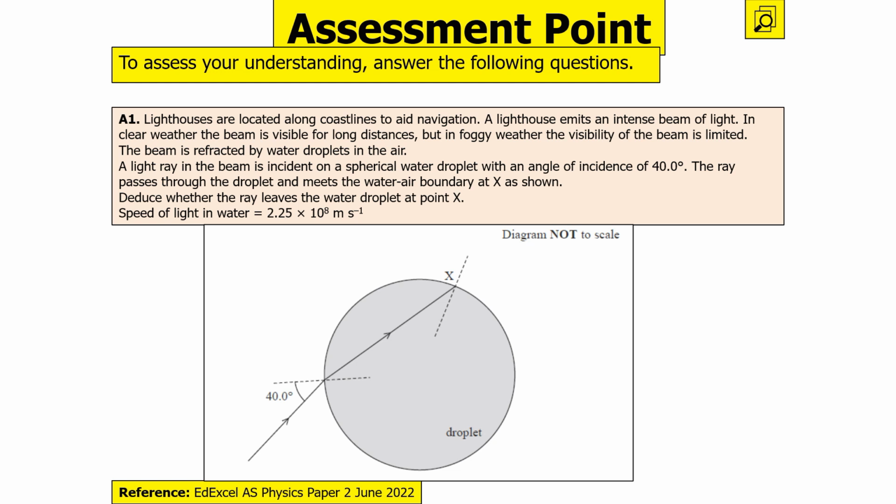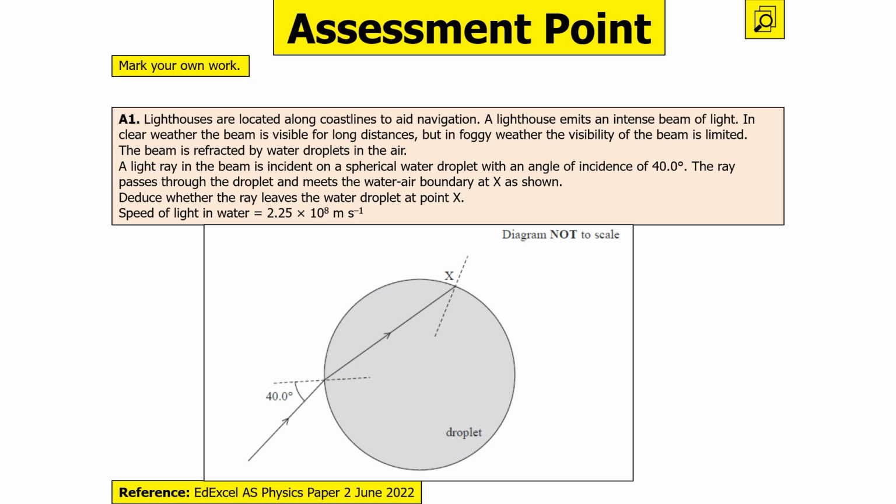A light ray in the beam is incident on a spherical water droplet with an angle of incidence of 40 degrees. The ray passes through the droplet and meets the water-to-air boundary at x as shown. Deduce whether the ray leaves the water droplet at point x. The speed of light in water is 2.25 times 10 to the 8 meters per second. So pause the video now, then unpause the video when you want to go through your answer.